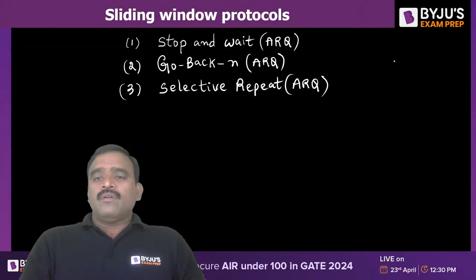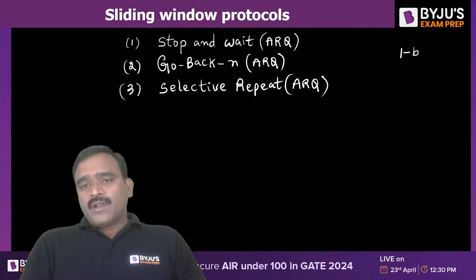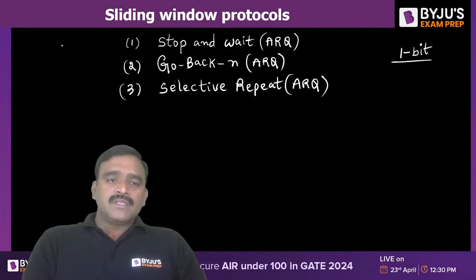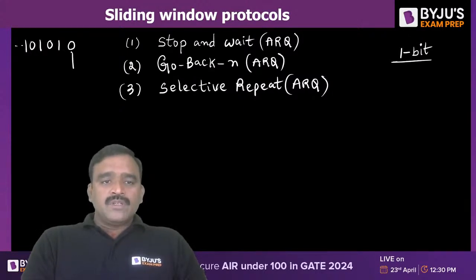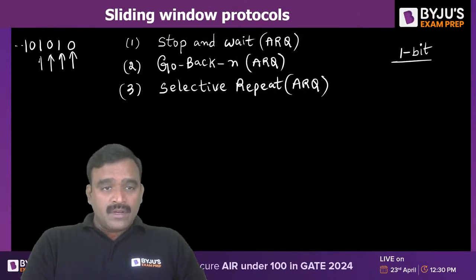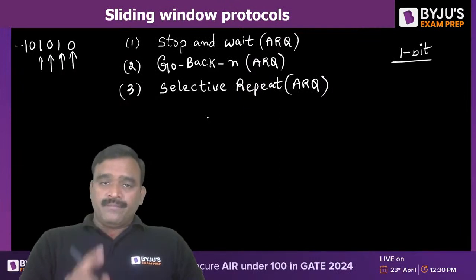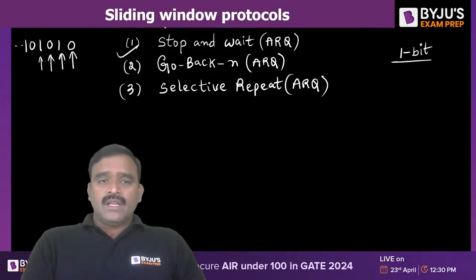We use only a 1 bit frame sequence number for a stop and wait protocol. That means frame sequence numbers are like 0, 1, 0, 1, 0, 1 and repeat. So the first frame is 0, the second frame numbering is 1, the third frame numbering again 0, the fourth frame numbering 1, like this it will go. And send window size and receive window size are 1 only. Okay, that is the outline I am giving you here.